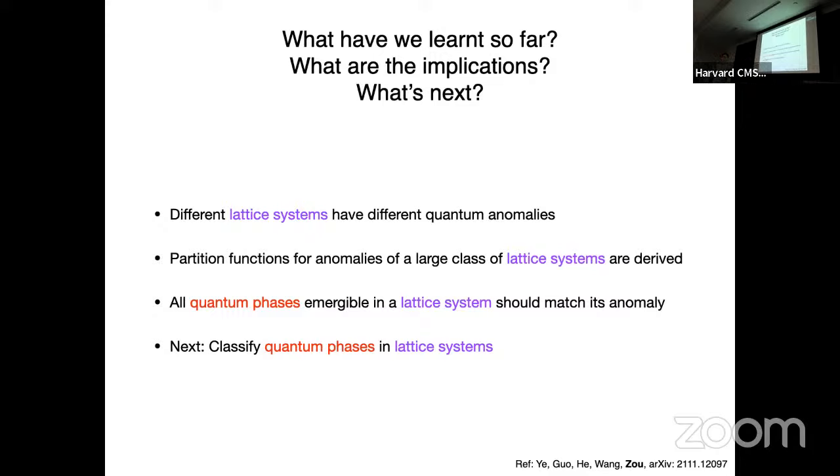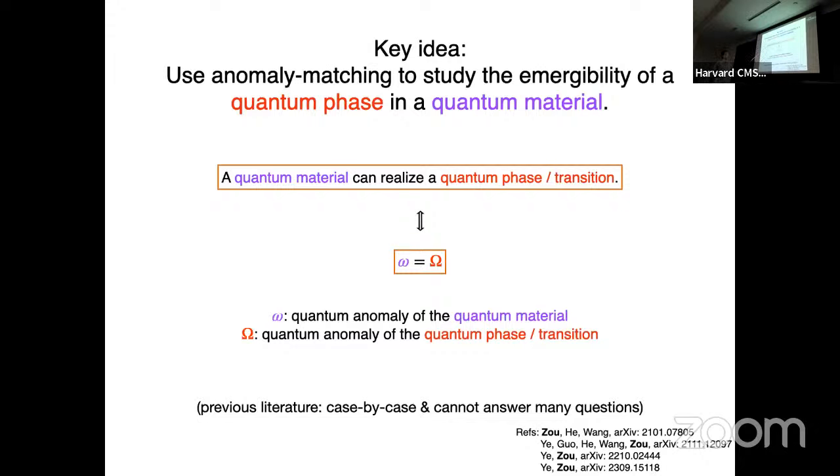More precisely, the key idea is to use anomaly matching. Suppose I want to check whether a quantum material can realize a quantum phase or phase transition. I want to check whether this anomaly matching condition holds. Here, little omega and capital omega are the anomalies of the material and of the low energy effective theory. It's known that in order for the phase to be realized, this has to hold. But it's not really known that if this holds, the phase will necessarily be realized. But this is supported by multiple non-trivial examples, and there's no counterexample. We will take this conjecture as our working assumption and go ahead.